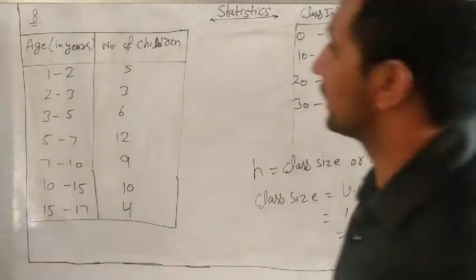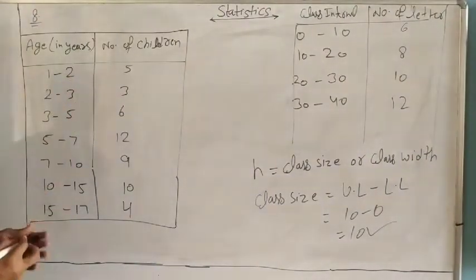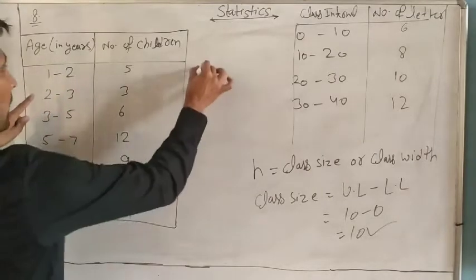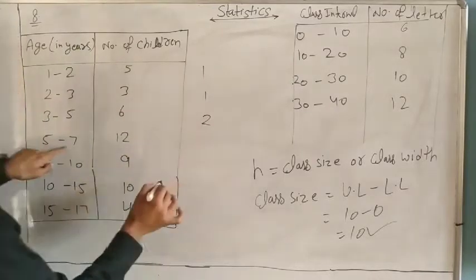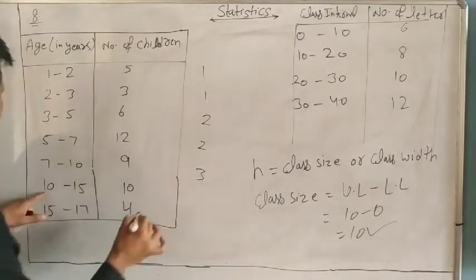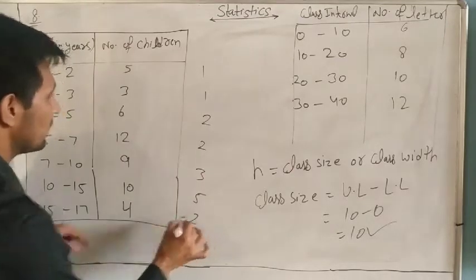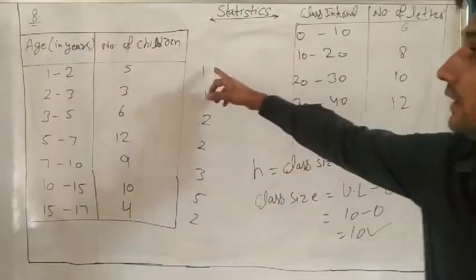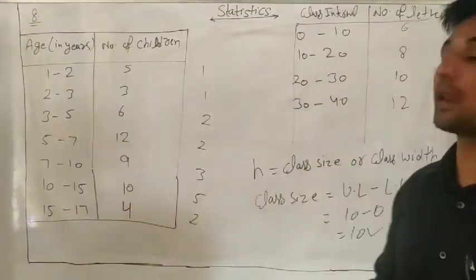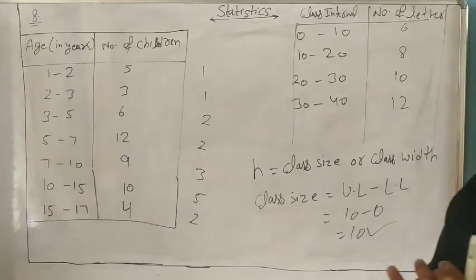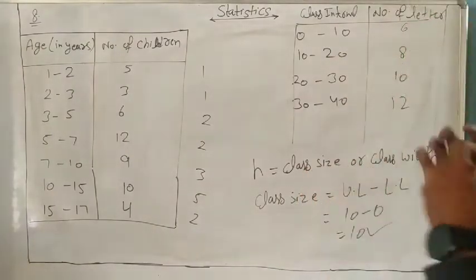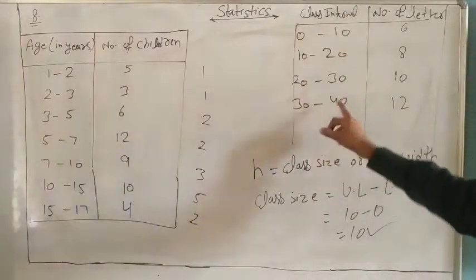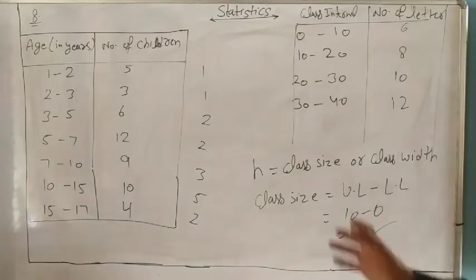But here we observe the class sizes: 1 to 2 is 1, 2 to 3 is 1, 3 to 5 is 2, 5 to 7 is 2, 7 to 10 is 3, and so on. The class size is not the same in every class interval. There are different class sizes, but if we want to represent in a histogram, we need all the class intervals to be of the same size. Understand? Same size, 10, 10, 10.